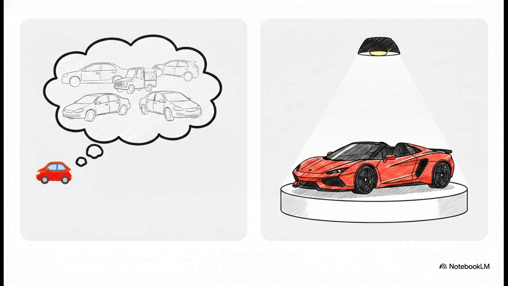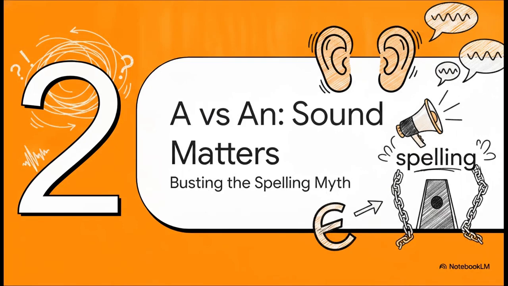If you casually say, I bought a car, it basically just means you needed a ride. We don't know if it's a sedan or a truck yet. But if you say, I bought the car, wow, the entire meaning shifts. Suddenly, I know you finally bought that specific dream ride we were obsessing over last week. Just that one tiny word completely changes the entire context. Moving to part 2, a versus an, where sound really matters.